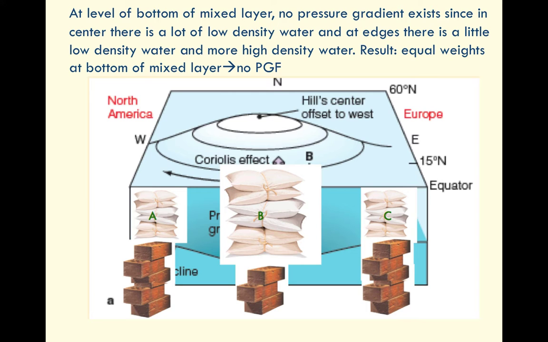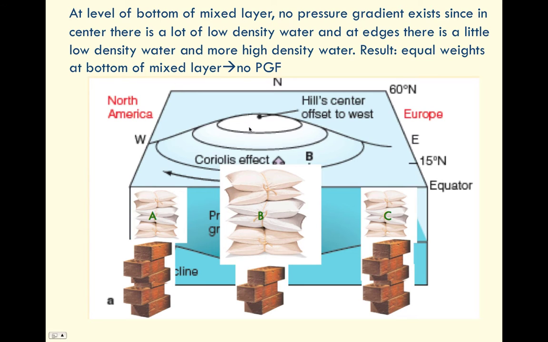Let me try to give you an example here. At a level at the bottom of the mixed layer, no pressure gradient exists anymore, since in the center there's a lot of low density water, again warm surface water piled up, and at the edges there's a little bit of low density water and more high density water. The result is that there's equal weights at the bottom of the mixed layer. In other words, there's no more pressure gradient force underneath the mixed layer.